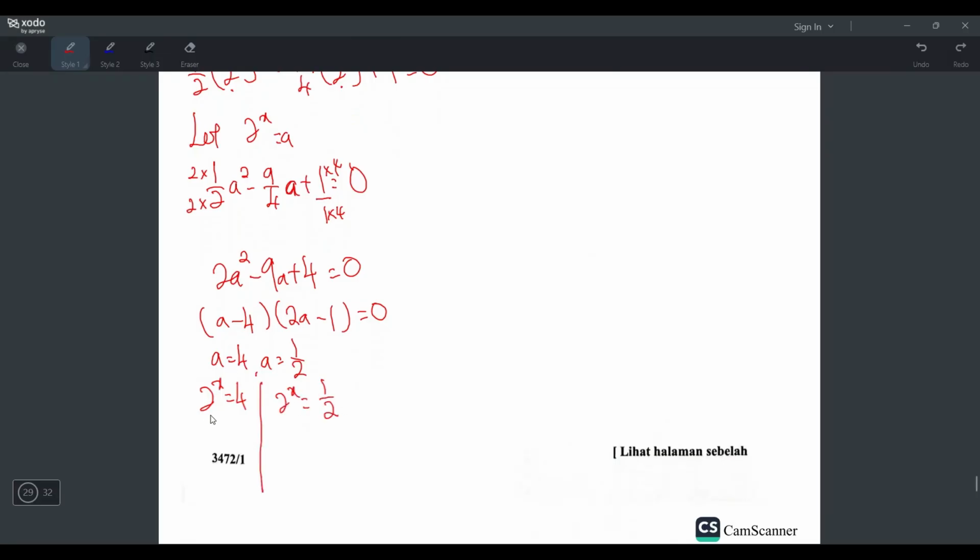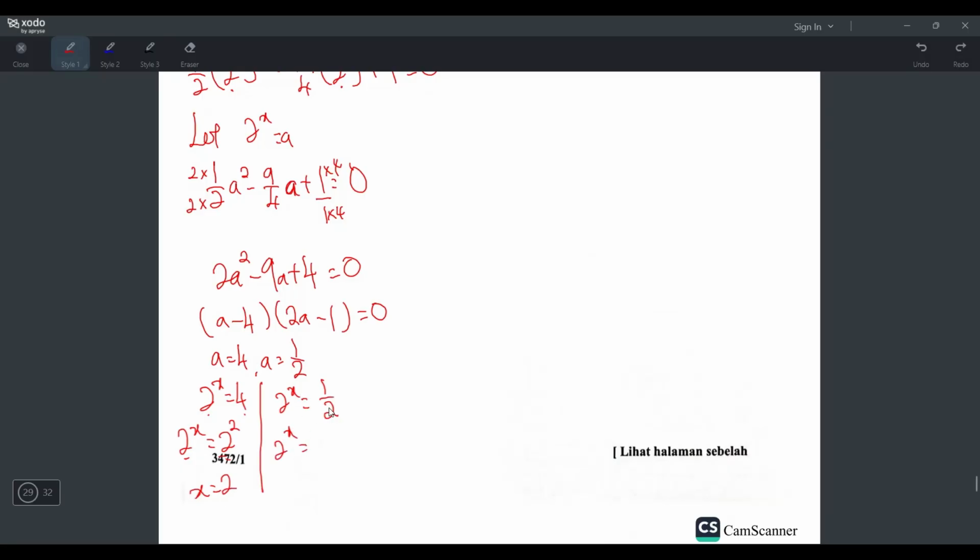And how to do that? You try to make both sides the same base. If both sides have the same base, then you can compare, because if both sides have the same base, then the power is automatically the same also. So can we make them the same base? Yes, because 4 can change to 2 power 2. Why do I do it like that? So that they have the same base on both sides. If they have the same base on both sides, then the powers are automatically the same also. So x equals 2. And I will try to do the same thing for this.